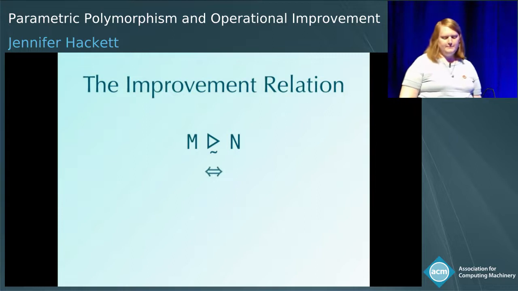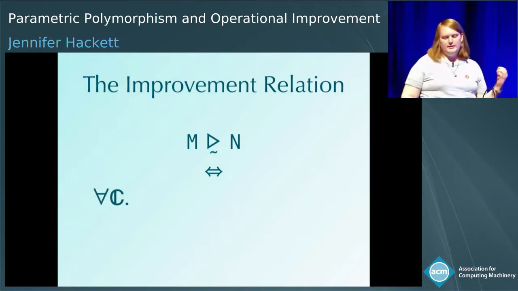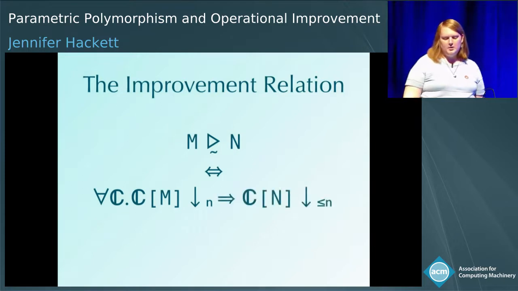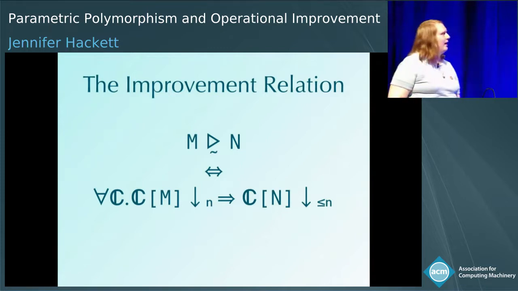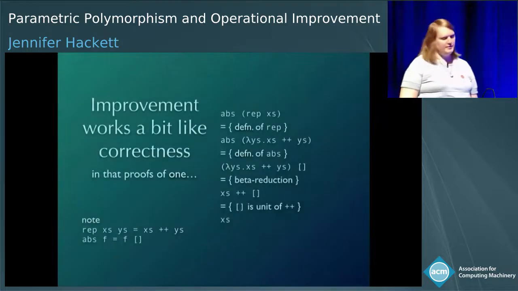If and only if, for any context C, if C of m reduces in n steps, then C of n has to reduce in no more than n steps. So that basically says that given any program context, you can replace m's with n's, and that will never degrade performance. And the thing I really like about improvement theory is that you can take a correctness proof like that.